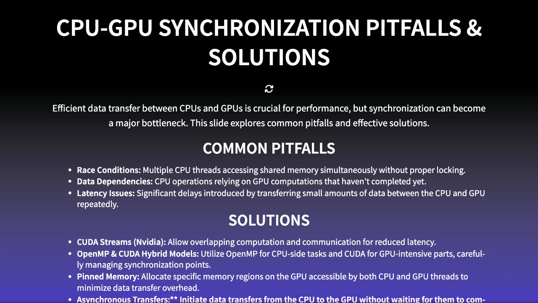NVIDIA's CUDA streams let you overlap computation and communication, which really speeds things up. Hybrid models using OpenMP for CPU tasks alongside CUDA on the GPU is another good approach. And pinning memory, making sure specific areas of the GPU are easily accessible by both sides, can help reduce those data transfer lags.